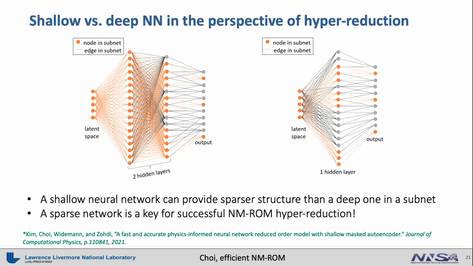On the other hand, if you use a shallow neural network with one hidden layer, then you can easily see that fewer hidden nodes are connected to the sampled outputs, which brings us an ultimate efficiency in the nonlinear manifold reduced model after we extract the subnet of chosen nodes. Furthermore, if you sparsify the structure of the neural network, then you will get even better efficiency.